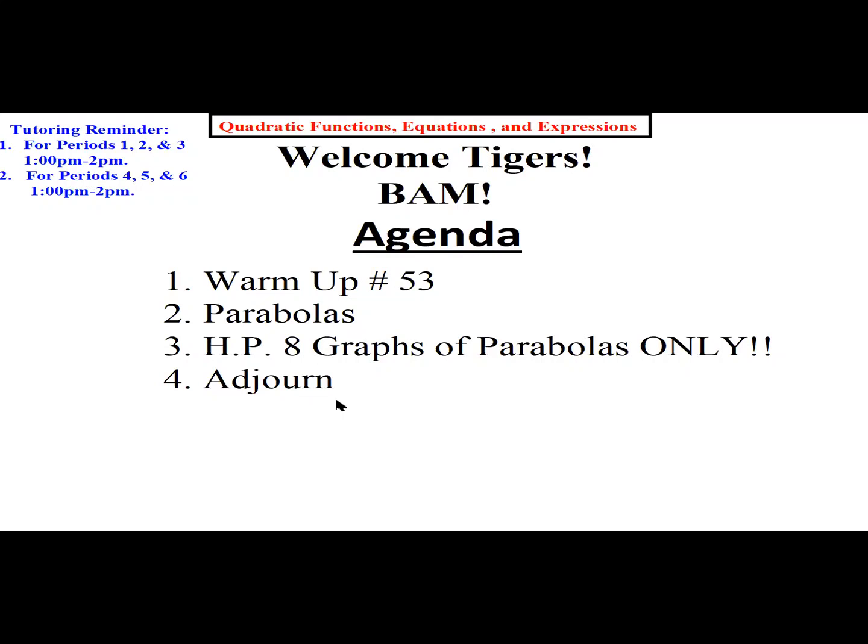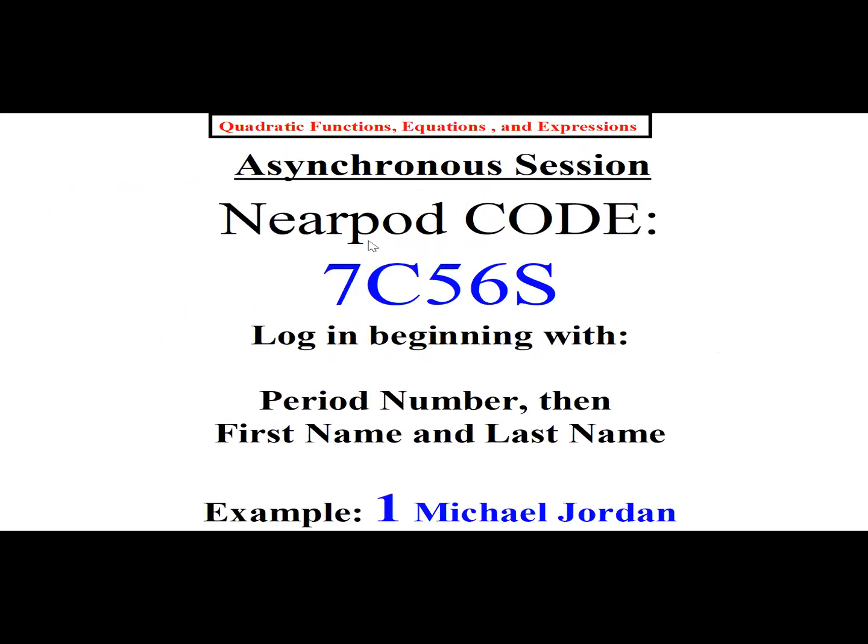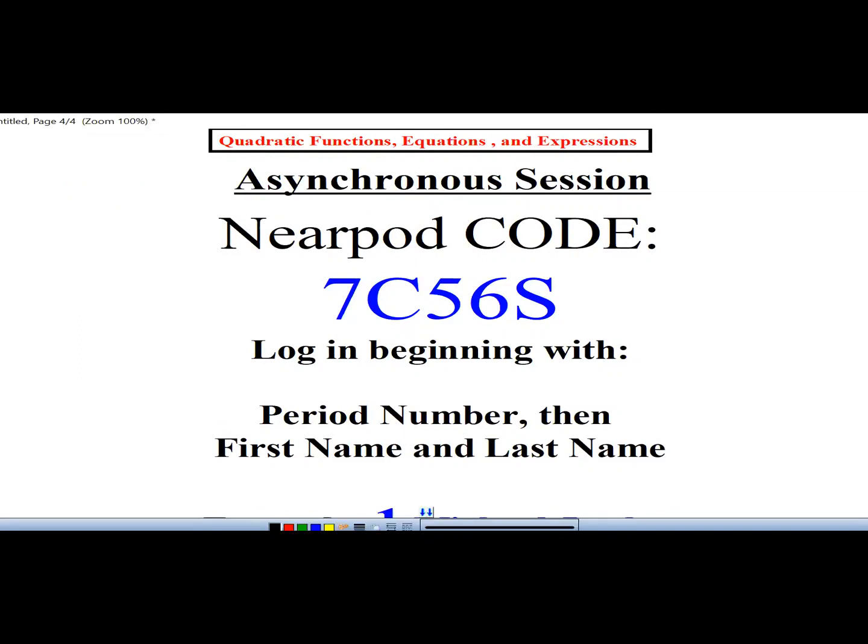All right. Your asynchronous, did everybody copy that? Yes? Okay, asynchronous, here we go. Your synchronous code is 7C56S. And let me do a quick exercise with this because somehow, I think people maybe misunderstood or I just want to make sure we got it. It says, log in beginning with period number, then first name and last name.